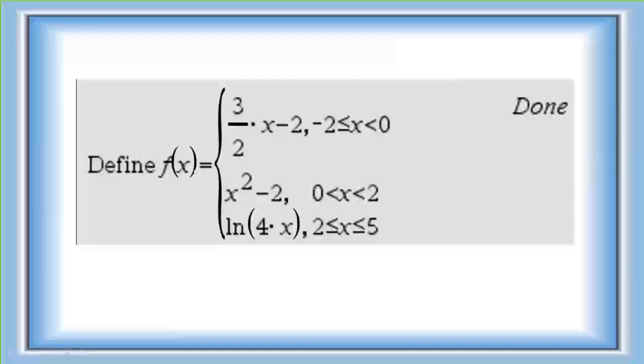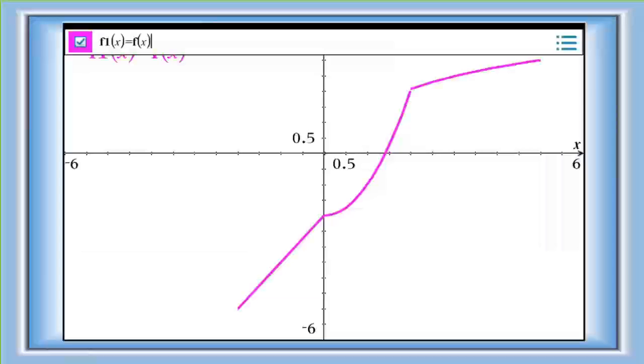And I've now defined the function fx, which is in 3 pieces. And for each one of them, I've specified the domain. So I've got a linear equation. I've got a quadratic and a log function there. And this is the graph I get for that. And actually, you can see there's a point of discontinuity over there. So that's the linear part, that's the quadratic, and that's the log function there.